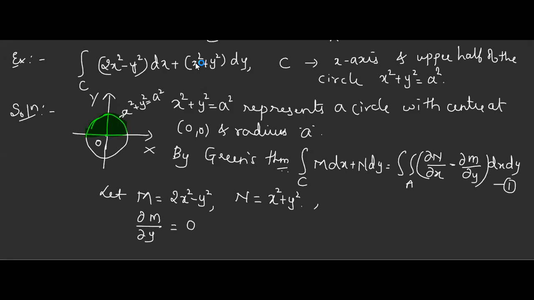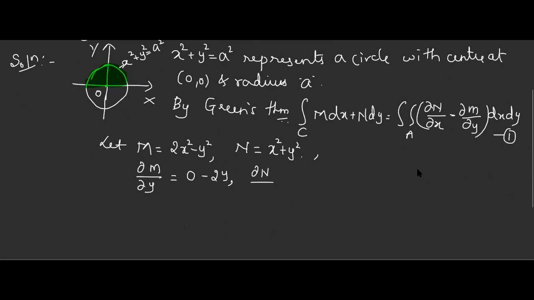2x square becomes 2x, square becomes 0. What is the derivative of y square? Minus 2y. Similarly, n has to be differentiated with respect to x, am I correct? No, we have to do it with respect to x. With respect to x, what is the derivative? 2x plus 0. Okay.